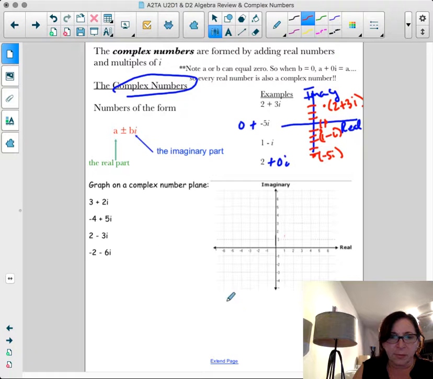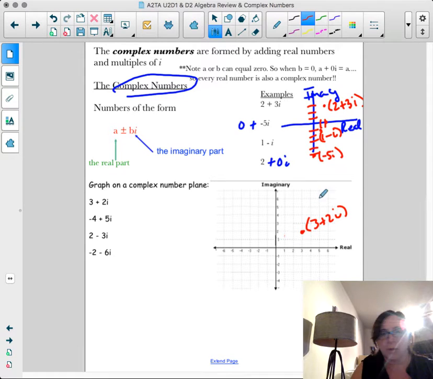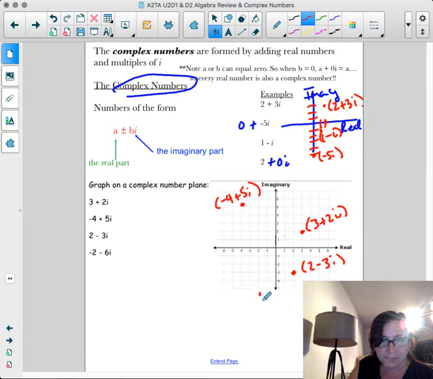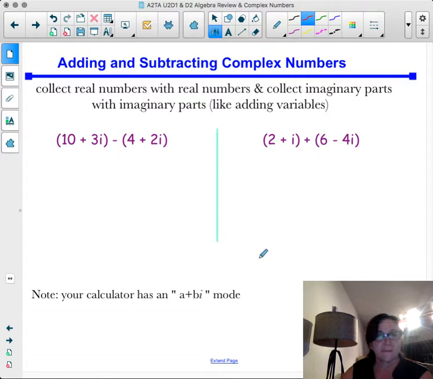I have some more values here that you could use. 3 plus 2i, so practice, over 3, up 2i, value right there. Put it in parentheses. 3 plus 2i. On a regular coordinate plane, you would use a comma, but we don't use that on a complex number plane. -4 plus 5i. Okay, right there. Put the parentheses. Okay, 2 minus 3i, so 2 minus 3i being here. And then -2 to the left, down 6. All right, and that's it for graphing complex numbers.